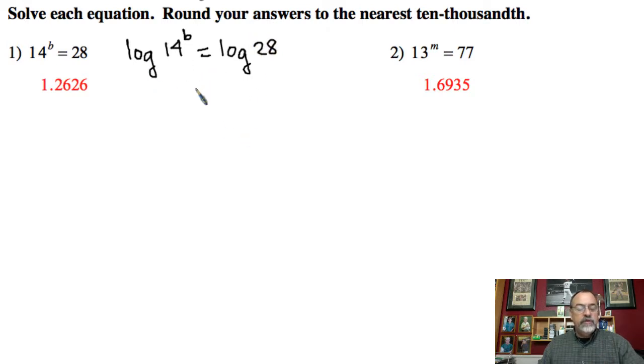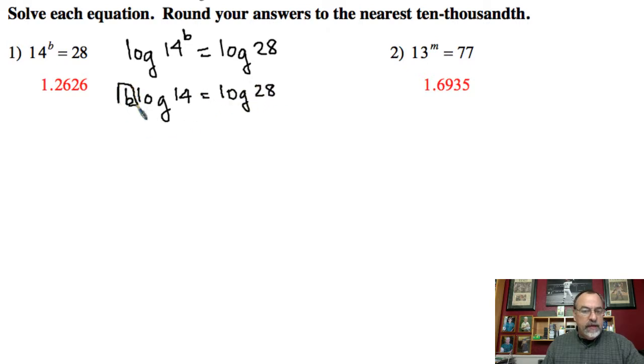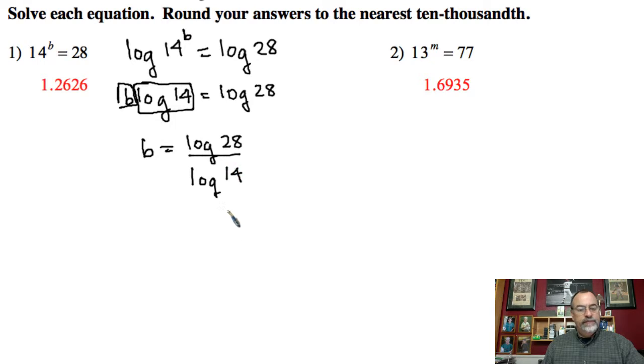So taking the logarithm of both sides is the inverse, it's going to undo this exponential operation. We then apply the power property, and we put the b in front, so this becomes b times the log of 14 equals the log of 28. Remember, this is b times, this is one term. So to undo this multiplication, we divide by the log of 14 on both sides. So b is going to be equal to the log of 28 divided by the log of 14.